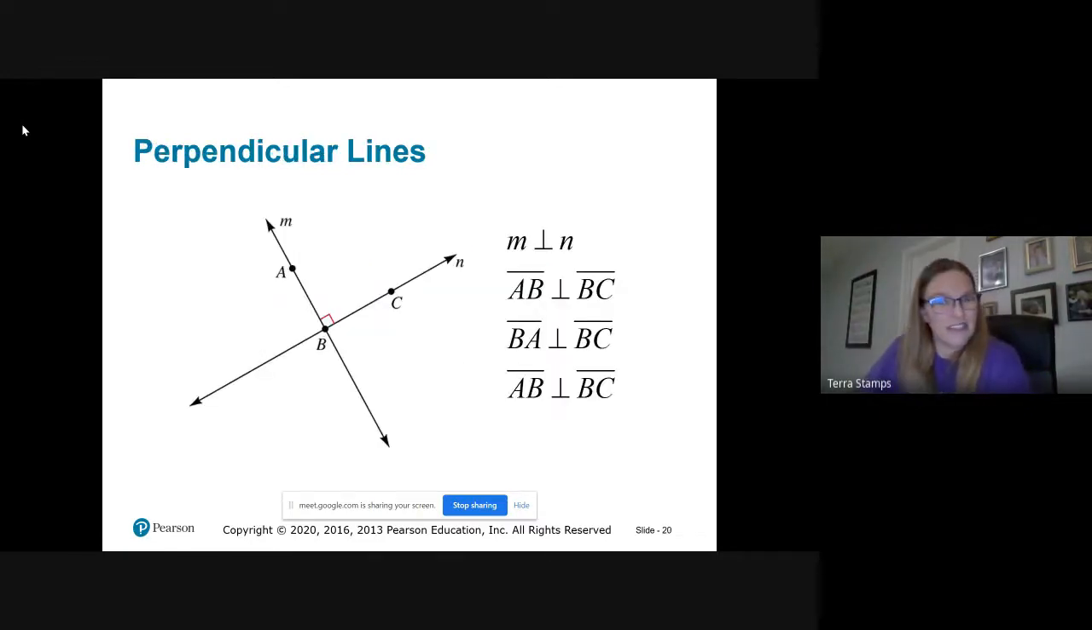You guys have seen perpendicular before. Perpendicular lines intersect at a right angle. So there's that little symbol again. See that little red box right there? That little symbol right there for a right angle.